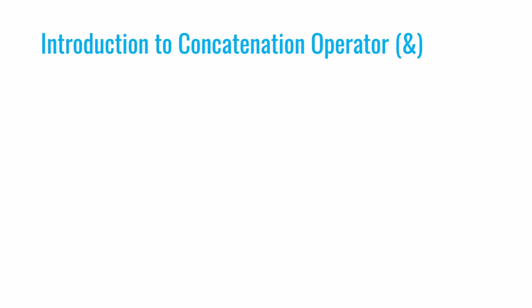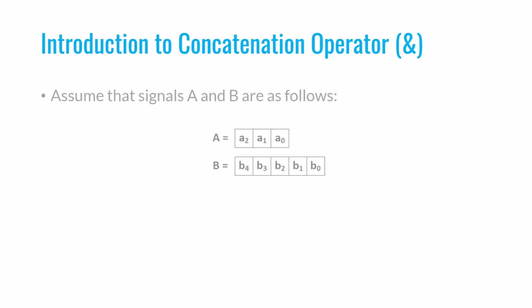To get familiar with this operator, imagine we've defined two signals A and B. Signal A is 3 bits wide and signal B is 5 bits wide. To explain this example clearly, we've labeled the bits of signal A as A0, A1, and A2, and the bits of signal B as B0 through B4.